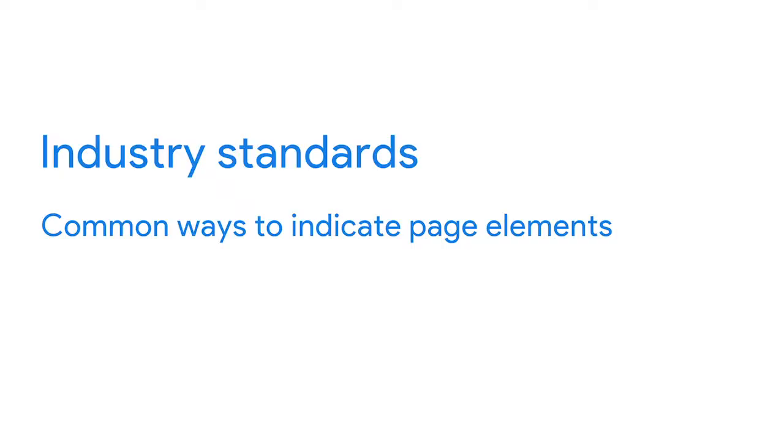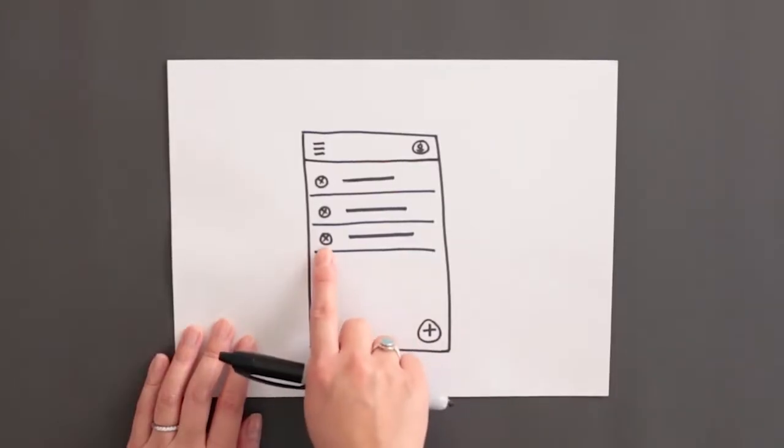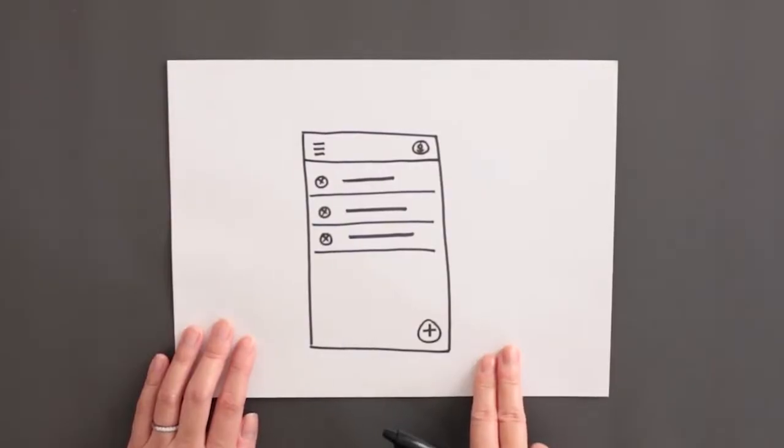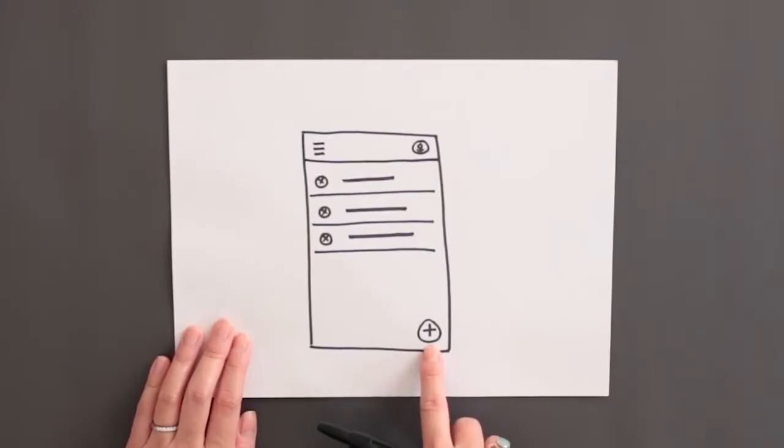To make sure that your wireframes are simple and understandable, we have industry standards. Industry standards are common ways to indicate page elements. In the case of wireframes, there are a few industry standards you should be aware of. You might have noticed these in the wireframe I just drew. The first is text, which should be represented by horizontal lines. Second is images, photos, illustrations, and icons, which are represented by a circle and an X overlapping the circle. And third, calls to action are often represented by rectangles or circles. A good example of a call to action is a submit button on a form or the circle to compose a new email in our example.